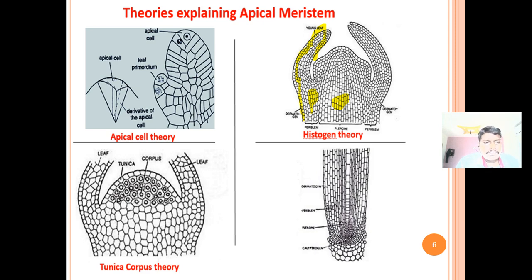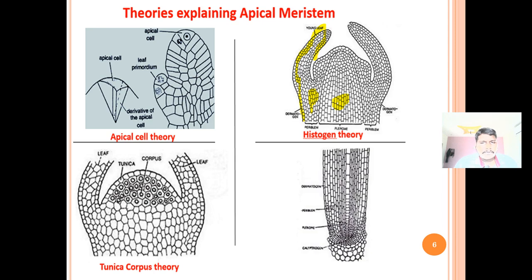Next, we come to the tunica corpus theory. This theory was proposed by Schmidt. Here two distinct meristematic regions are present. One is the tunica, another one is the corpus. The tunica is the outermost, dividing only anticlinally and enlarging the surface area. Next, the corpus is the innermost. From that, the remaining tissues will be formed. So this theory is applicable for the shoot apex.